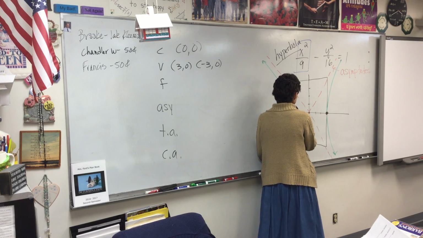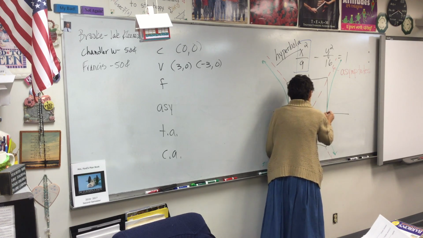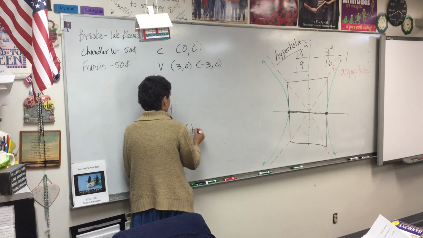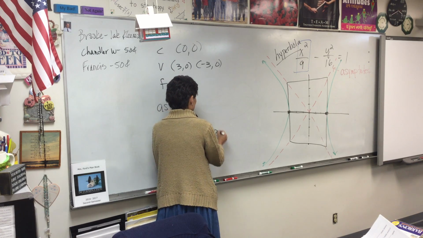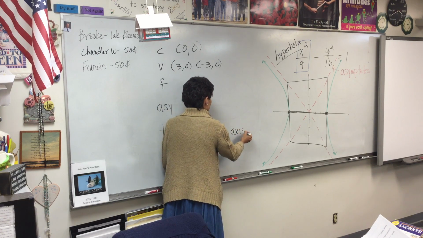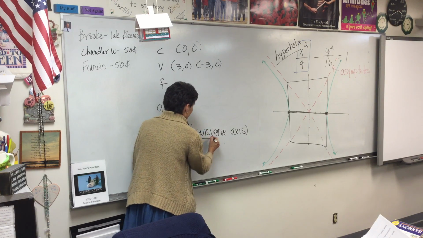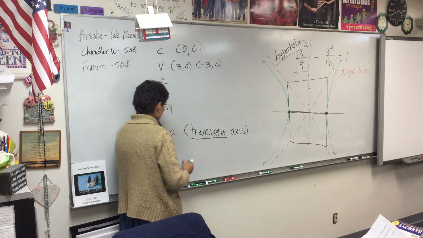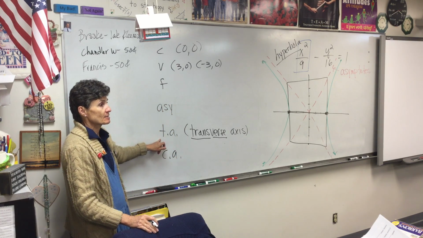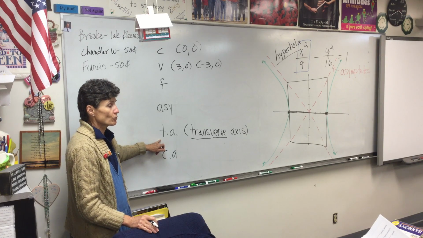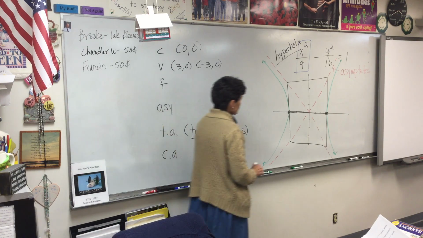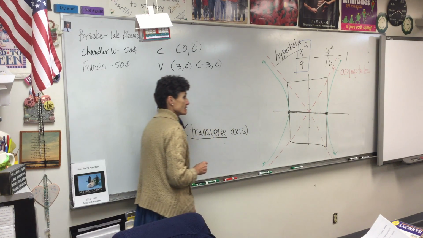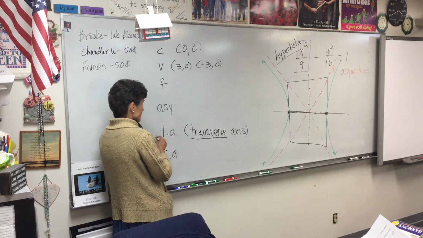Now, this axis that connects your vertices is called the transverse axis. It joins the vertices. So in a hyperbola, you're going to be asked for the transverse axis. Well, once you know where your vertices are, then you can tell me how long that is. How long is my transverse axis? It's 6.